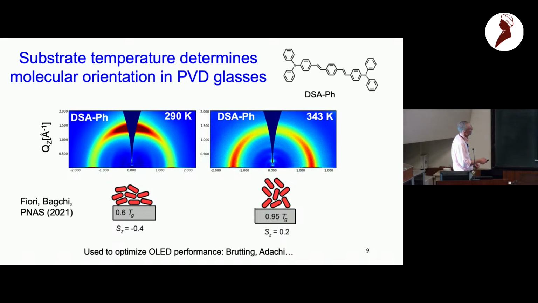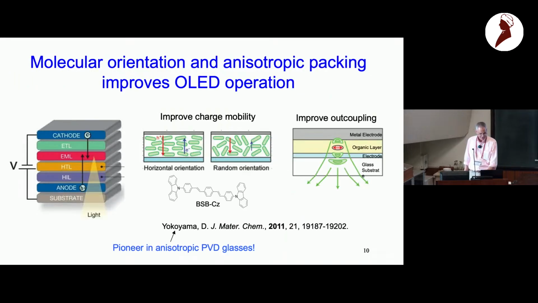Okay, so these are two identical depositions. The only difference is the temperature of the substrate during the deposition. And you can see from the little cartoons here qualitatively what's going on with the molecules. Turns out this is a great orientation to make OLEDs work better, and there's a community of people who are working on that problem. Let me just explain why that's the case.